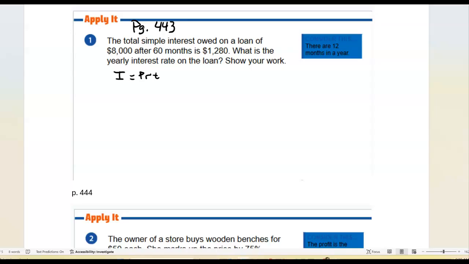So they told you that the total simple interest is 1,280. They said that the loan or your principal was 8,000. You don't know your rate, and you know it was for 60 months. And this little help over here says there are 12 months in a year, so 60 divided by 12 is equal to 5 years. Right? So you know everything but R. So let's go ahead and start solving.